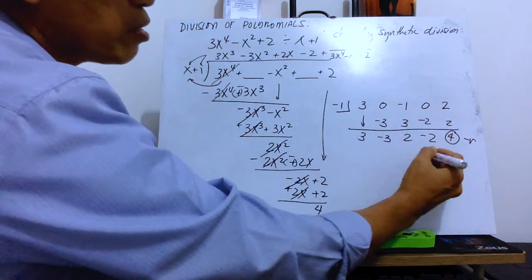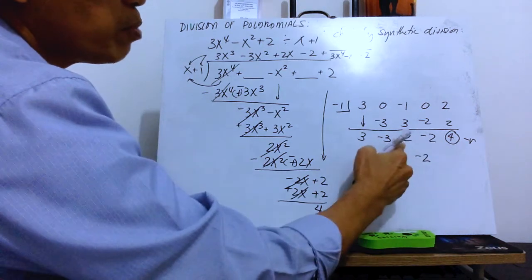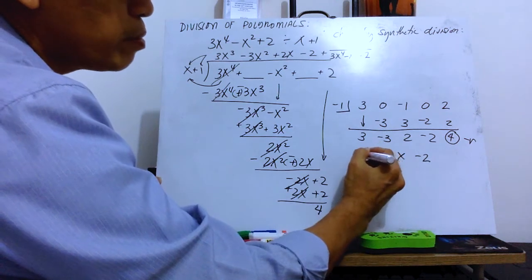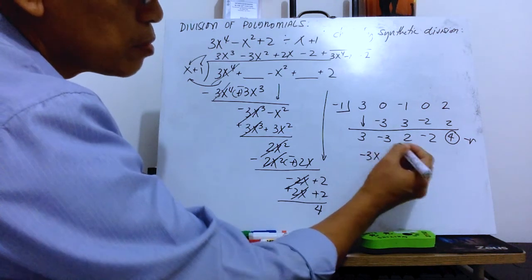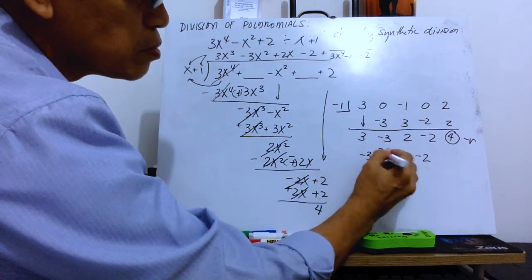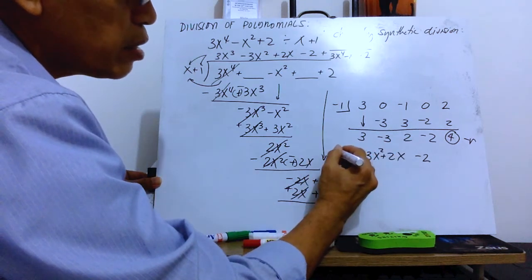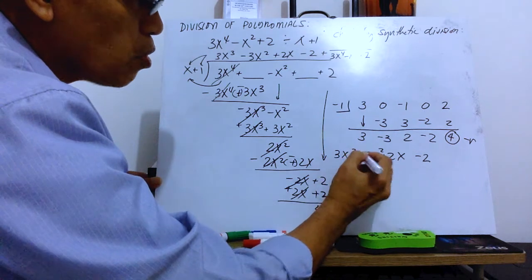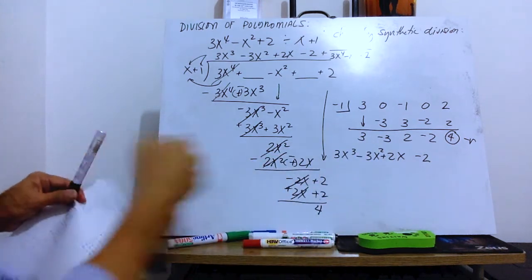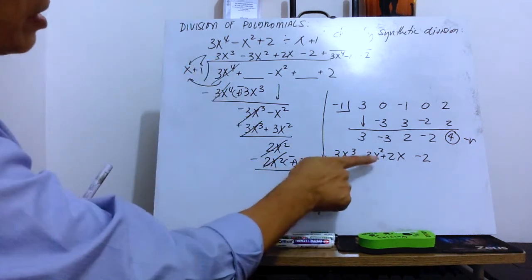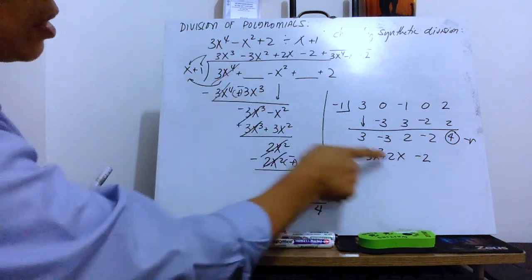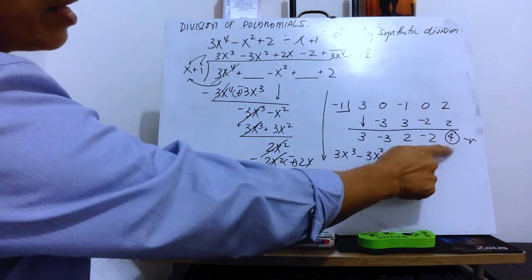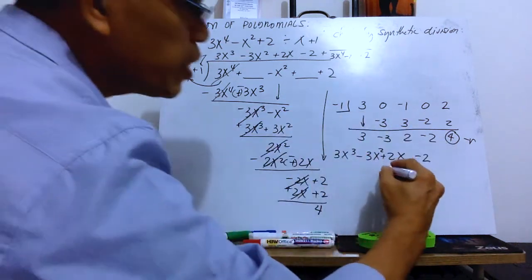And this becomes our constant. This becomes our x term. This becomes our x squared term. And this becomes our x cubed term. Okay, let's check. 3x cubed, negative 3x squared, 2x, negative 2. Hey! And that's the remainder. All you have to do is write it.